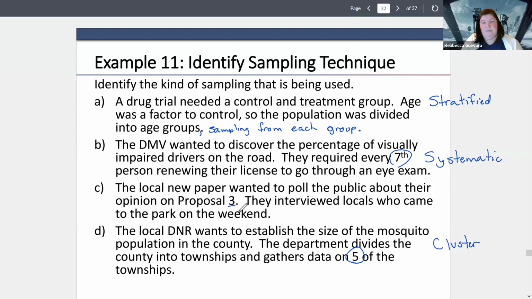That's a cluster. And then this one. So this one's not simply random. So we went to the park and interviewed people. So this would be your convenience.